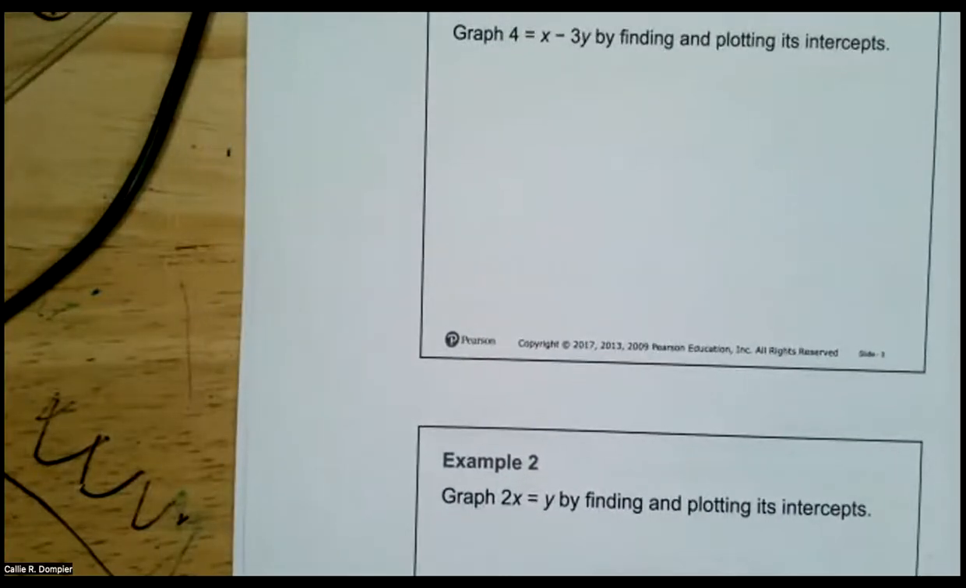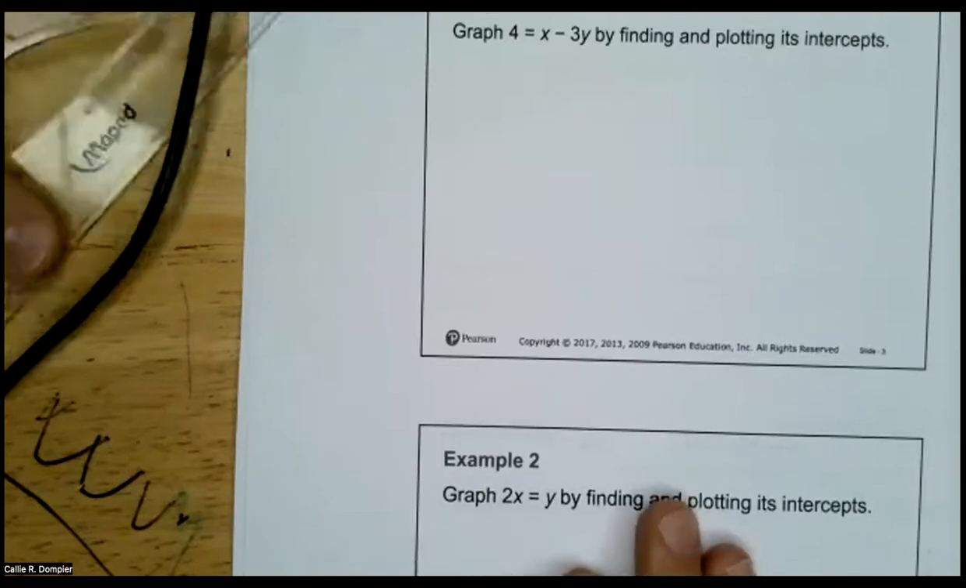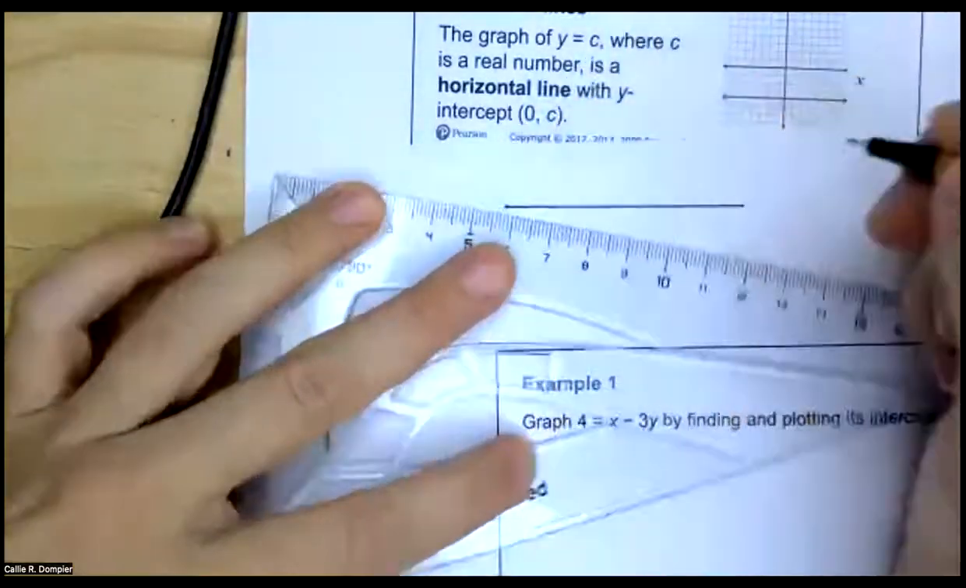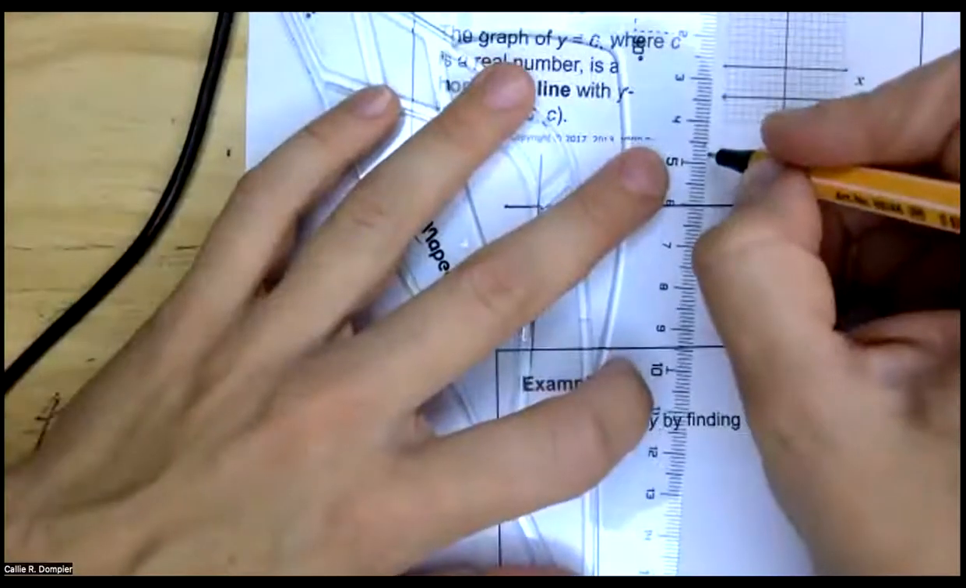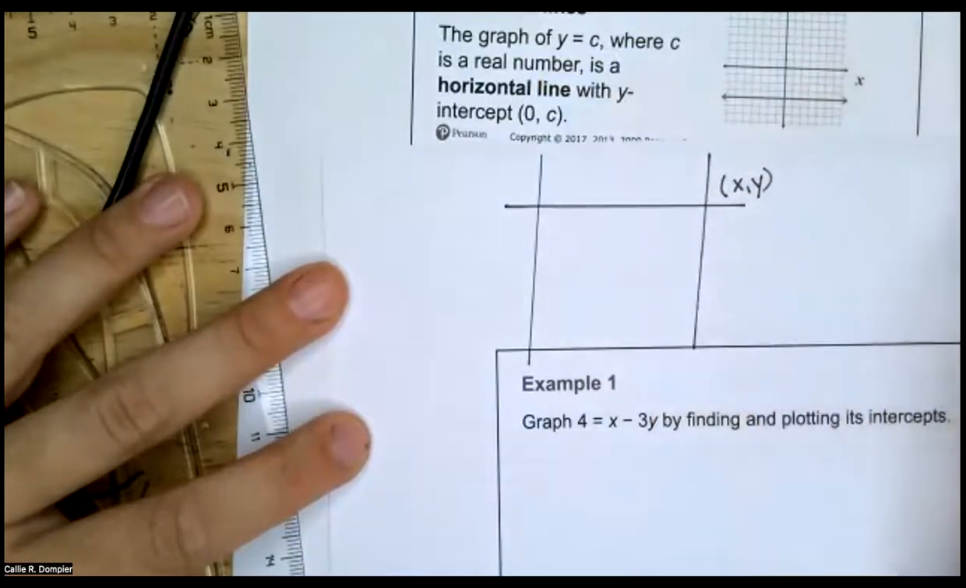Example 1 asks us to graph 4 equals x minus 3y by finding and plotting the intercepts. So they don't want you to just choose any point, right? When we were making the table in previous classes, we were just using any small point for our x value and then finding the y. So this is what we were doing before. You don't need to write this down.